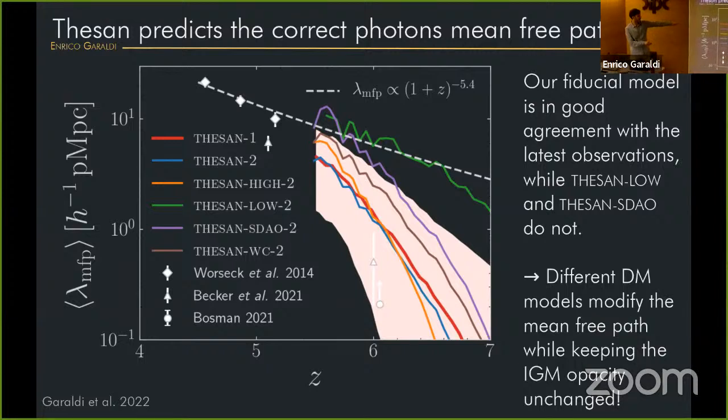This is the one case where we made a prediction. This is the mean free path of ionizing photons as a function of redshift. This red curve plus the shaded region is the prediction from Thesan. And these two points here were published after we ran the simulation. They predict this very rapid evolution between redshift 5 and 6 that we seem to get in the simulation. So this gives us some hope. This is not completely wrong.